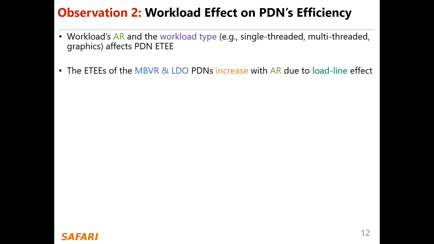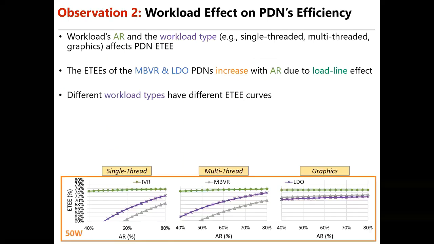The end-to-end efficiencies of MPVR and LDO PDNs increase with application ratio due to load line effect. Different workload types had different end-to-end efficiency curves.